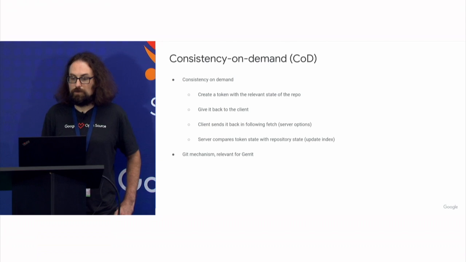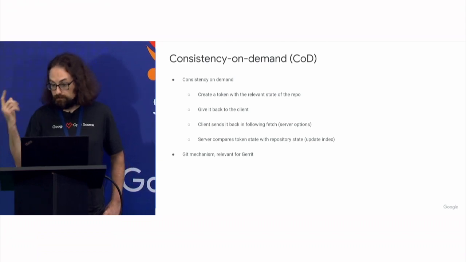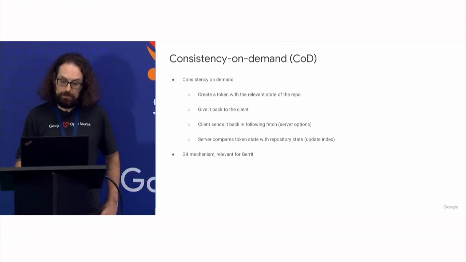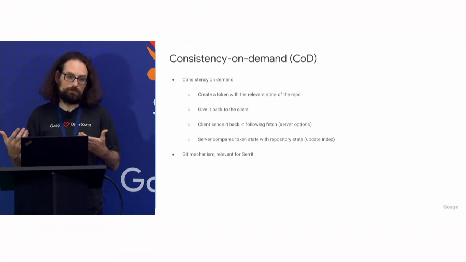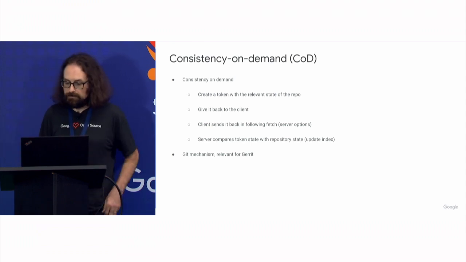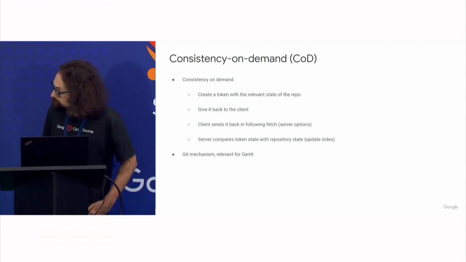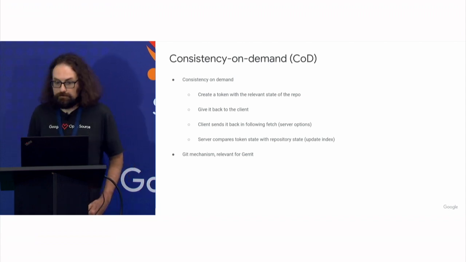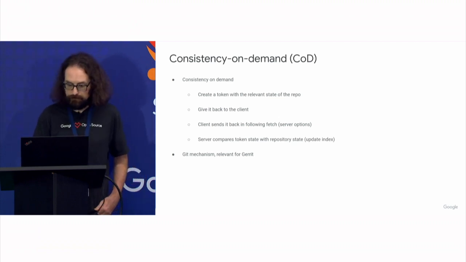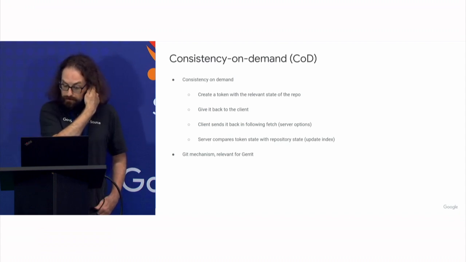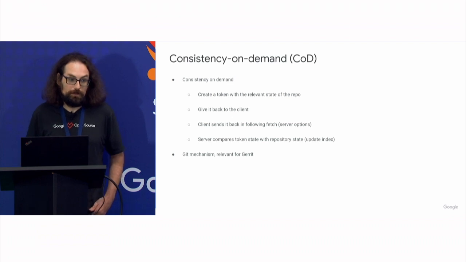Then the listener can do a fetch and send that token using the server options that we defined before, and the server can decide if it can serve the request based on comparing what comes in the token with the real state of its repository. Then the server can decide what to do: it can reject the fetch, it can try to replicate. That's not really enforced. And this is a feature that we implemented basically in Git, thinking of the Git push, but it has also been relevant in Gerrit, and there have been some attempts to use it on the Gerrit part too.